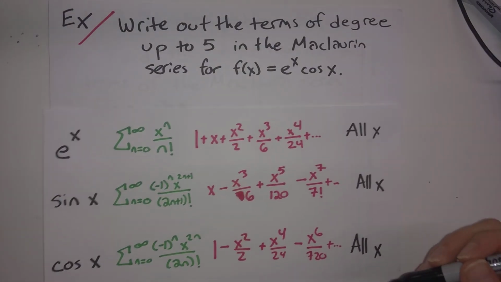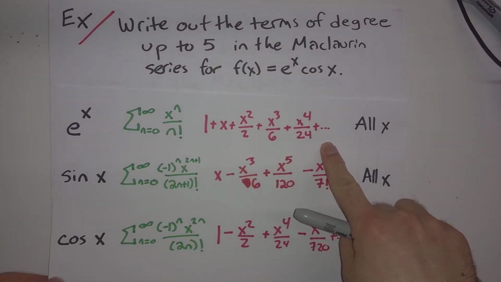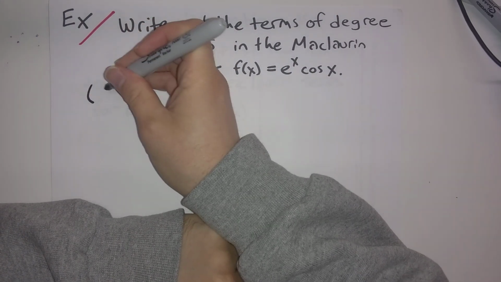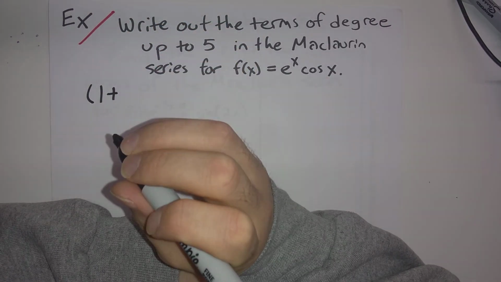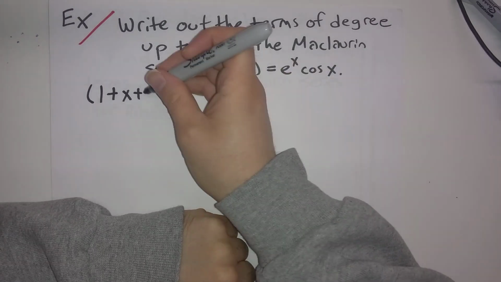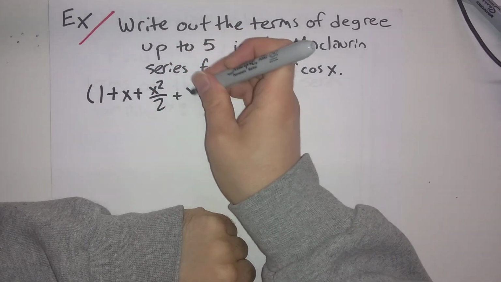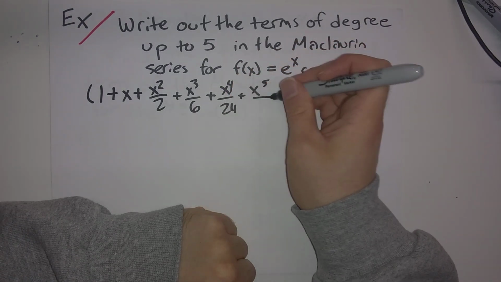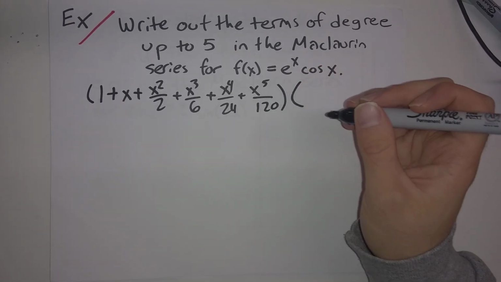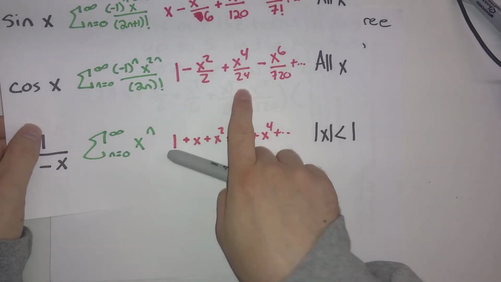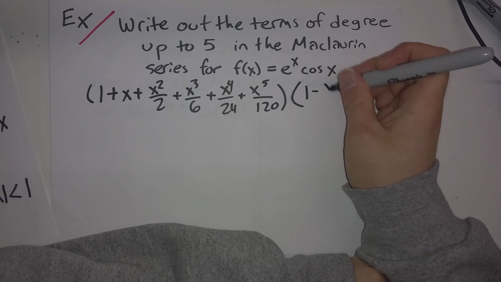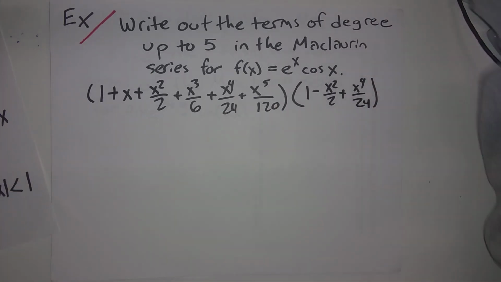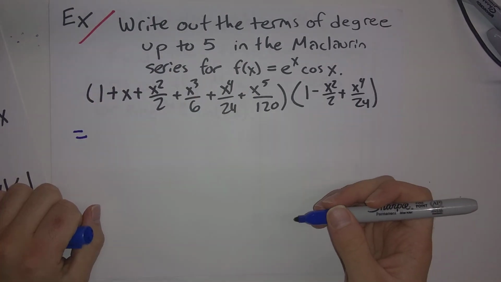So here, let's just use our cheat sheet. We know the first several terms of e to the x. We know the first several terms of cosine x. So what we're going to do is multiply. e to the x starts off, the Maclaurin polynomial of degree 5 is 1 plus x plus x squared over 2 plus x cubed over 6 plus x to the 4th over 24 plus x to the 5th divided by 120. Cosine x starts off 1 minus x squared over 2 plus x to the 4th over 24. And if we multiply these together, what do we end up with?